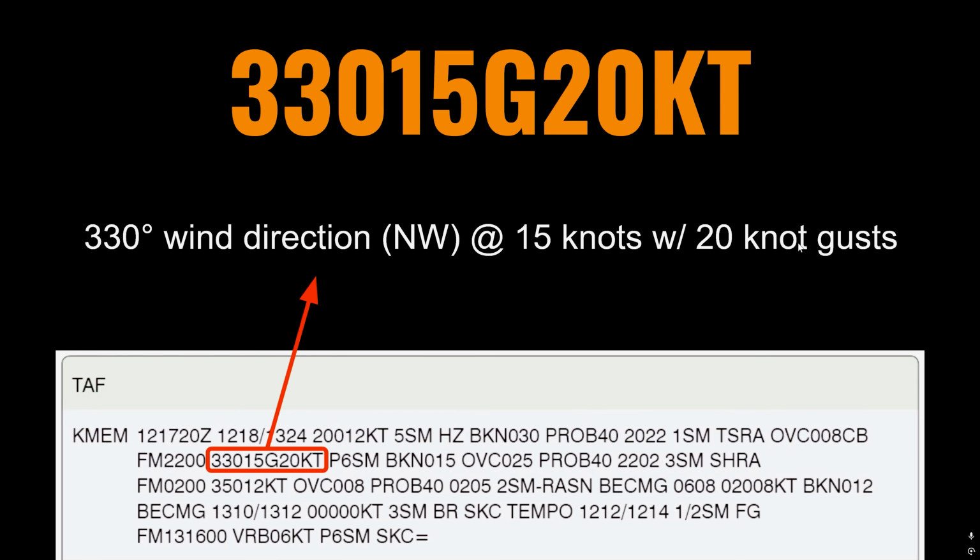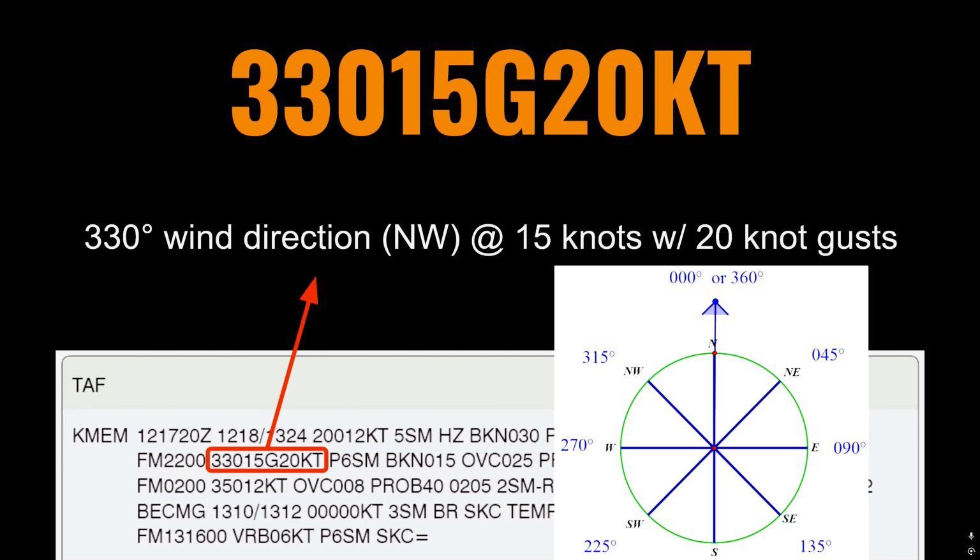Now, 33015G20KT, it's a lot. So to break this down, it is pretty simple once you get to know it. The first three digits always refer to the bearing, so that the compass bearing that I was talking about before, first three digits, here it's 330. And if you think back to that compass, we know that that would be a northwestern wind because it is almost at 360, which would be north.